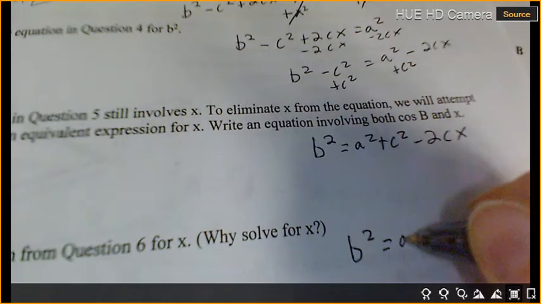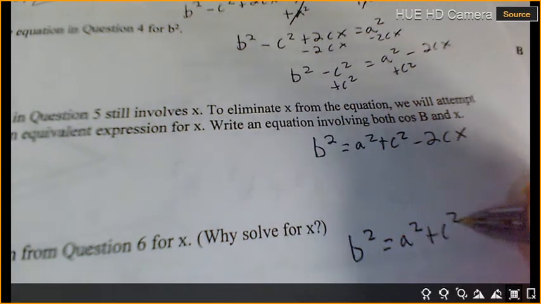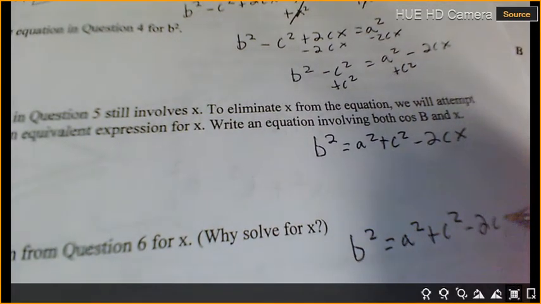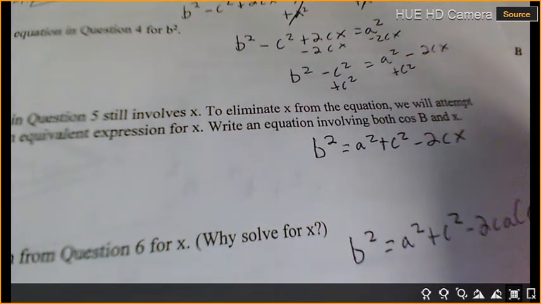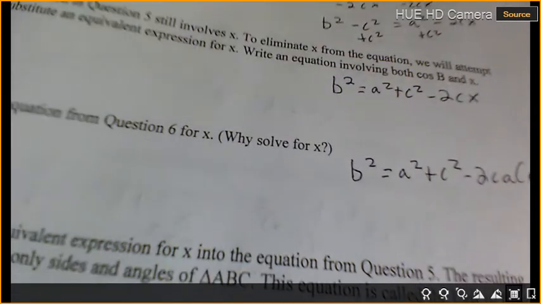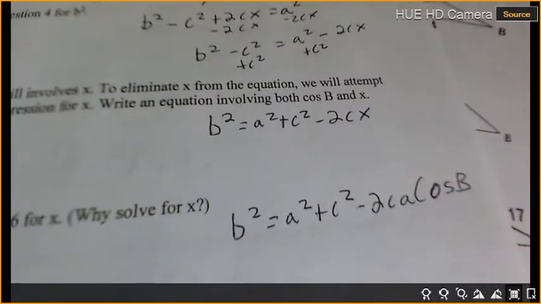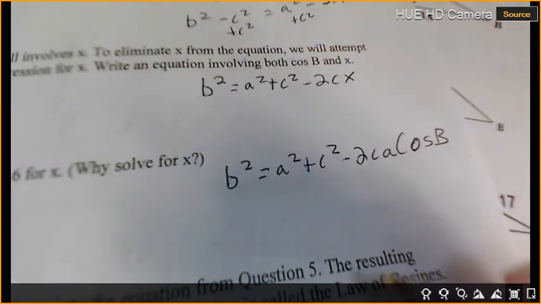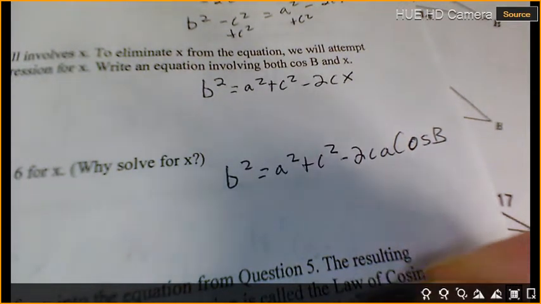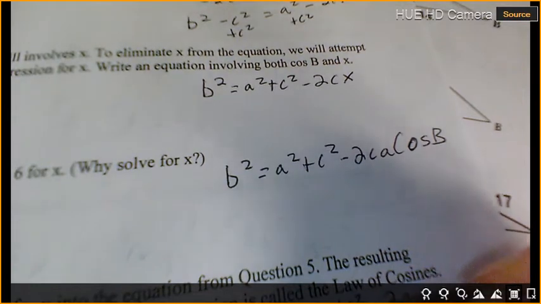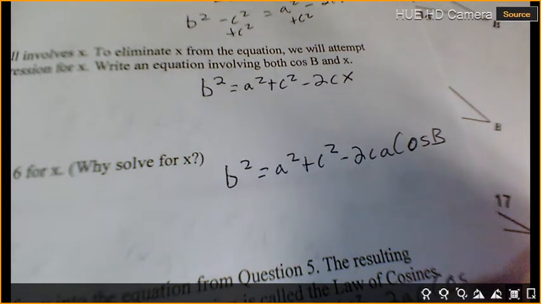b squared equals a squared plus c squared minus 2ca cosine b. So the only thing I'm going to do with this is I like my stuff to be as close to alphabetical order as possible because it's easier to remember the equation. So I get b squared equals a squared plus c squared minus 2ac cosine b. Yep.